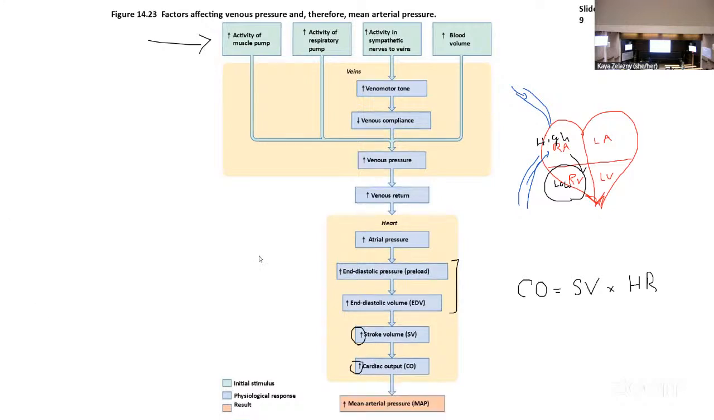This is finally going to increase our mean arterial pressure as we put more blood into the aorta, right? So a greater volume of blood into the aorta, greater cardiac output, means we have a greater pressure, because there's this relationship between pressure and volume, where more volume makes more pressure on those walls.